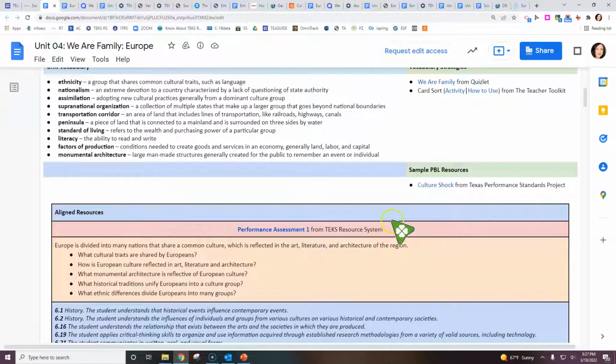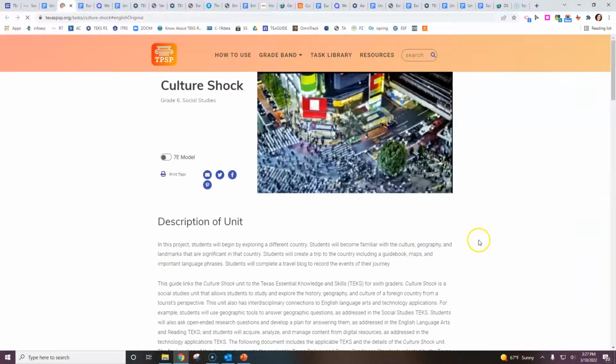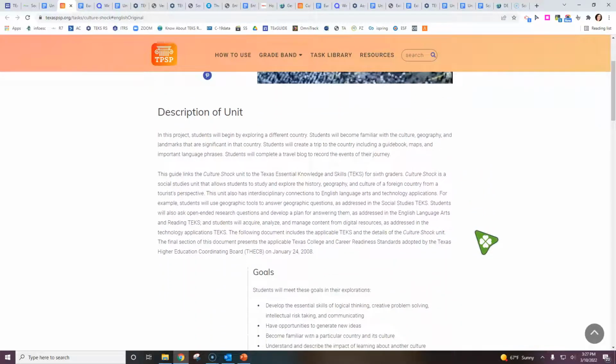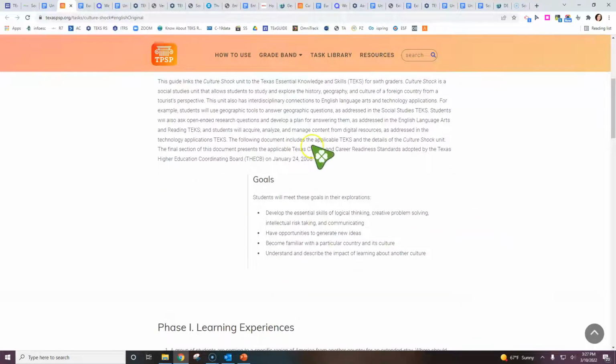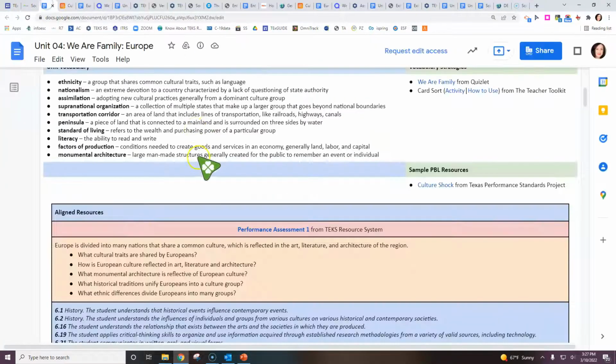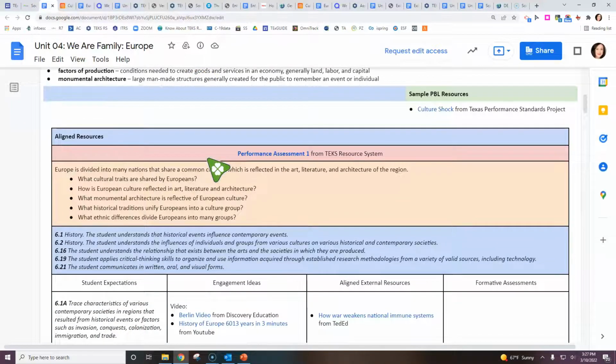As I continue to scroll down, I see I have more resources from the Texas Performance Standards Project. These are excellent projects that could be done for our advanced students to challenge them to apply the knowledge of the unit to real-world explorations. Let's continue to dig and see what we find.